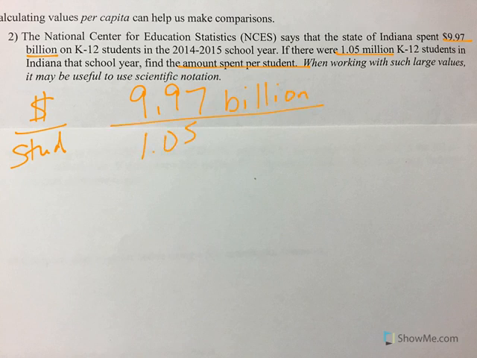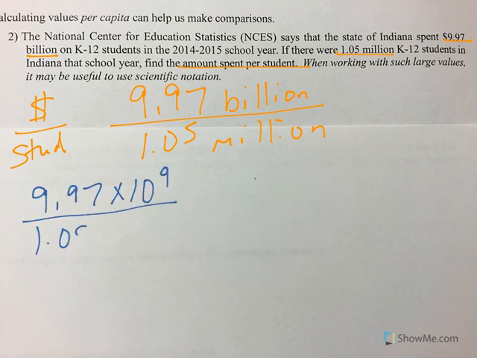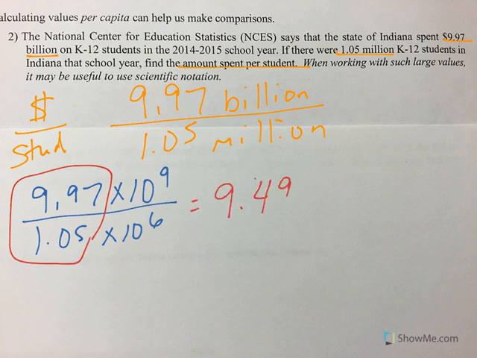over 1.05 million. Well, million and billion are not the same, so I can't just cross them out. But I know that billion means times 10 to the 9th, and million means times 10 to the 6th. So that makes this problem a little bit easier to work with. I can divide out my numbers, and I'm going to round, so I have 9.495 times 10 to the, let's subtract our exponents and get times 10 to the 3rd.